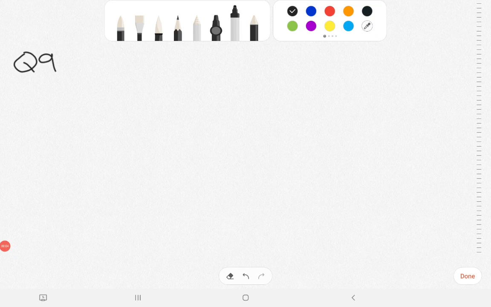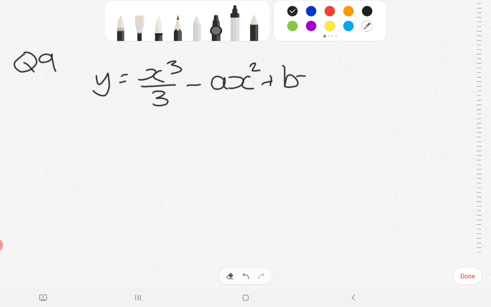Okay, so for question 9, we're told that y equals x cubed over 3 minus ax squared plus bx. And we're told that it has turning values, or for want of a better phrase, we're better to understand that as stationary points, when x is 3 and when x is 5.